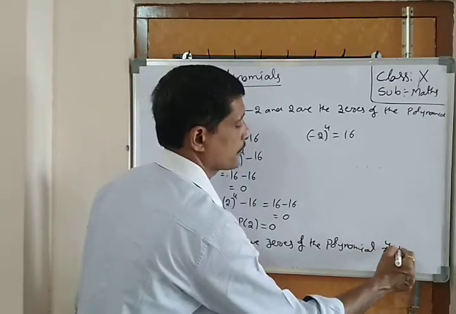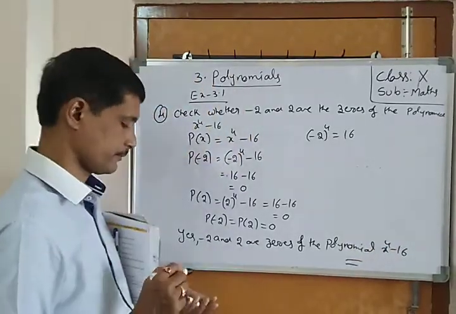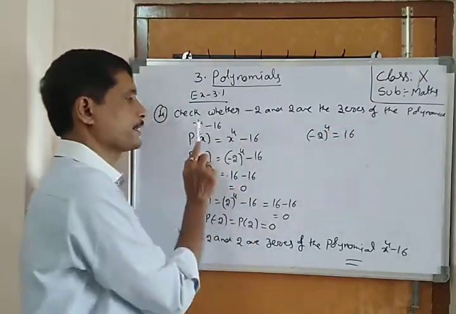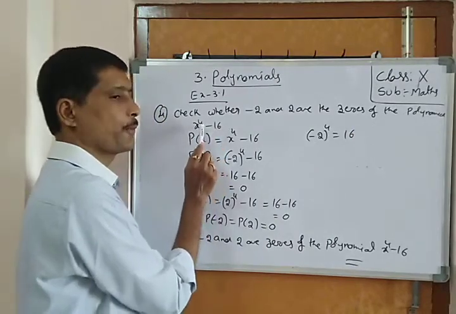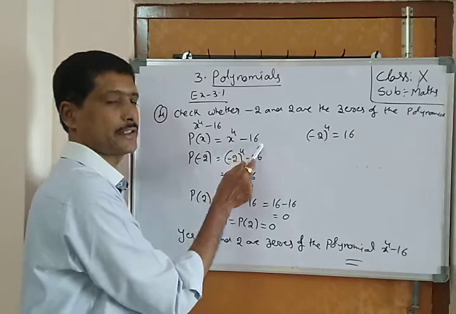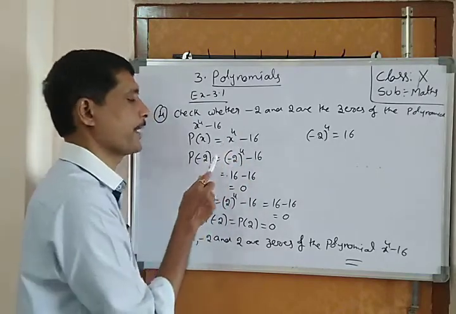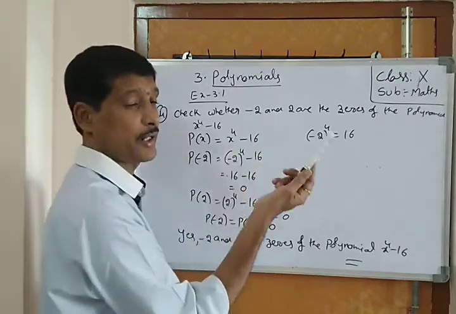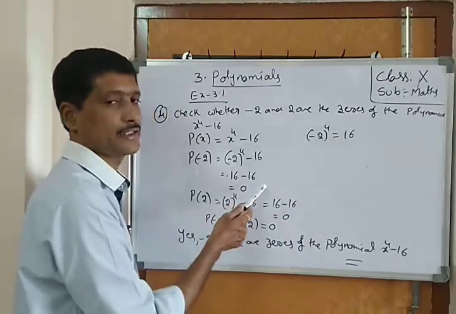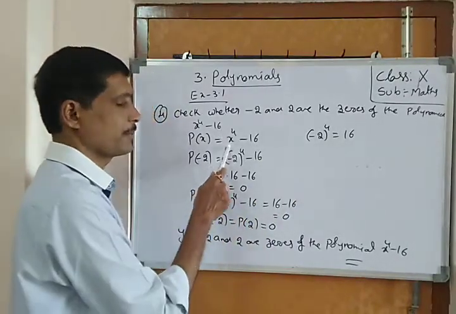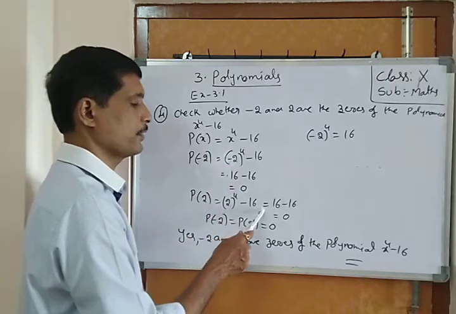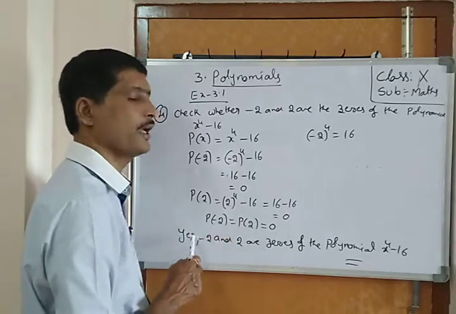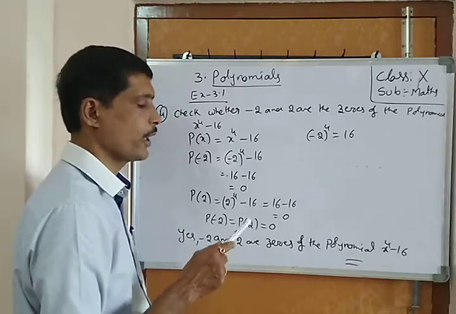Zeros of the polynomial x power 4 minus 16. One more time, see here, check whether -2 and 2 are the zeros of the polynomial x power 4 minus 16. That is, given polynomial p of x equals x power 4 minus 16. Therefore p of -2, x is replaced by -2, that is -2 whole power 4 minus 16. -2 into -2 into -2 into -2, that is 4 times, that is 16 only. 16 minus 16, that is 0. P of 2, x is replaced by 2. 2 whole power 4 minus 16 equals 16 minus 16, that is also 0. P of -2 equals 0. P of 2 equals 0. Therefore yes, -2 and 2 are the zeros of the polynomial.